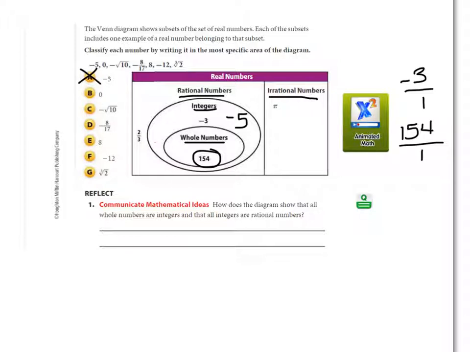So go ahead and in pencil try to figure out where B, C, D, E, F, and G go, and then talk it over with your neighbors, see if you agree or disagree on any, and then unpause this when you're ready to check them.